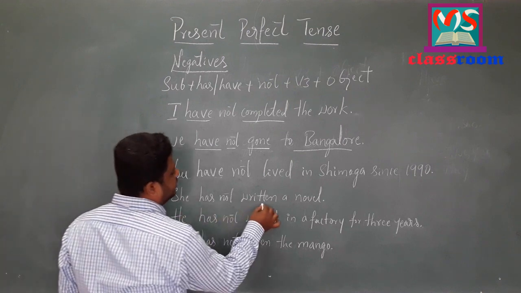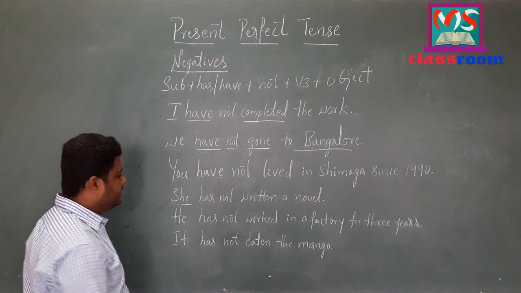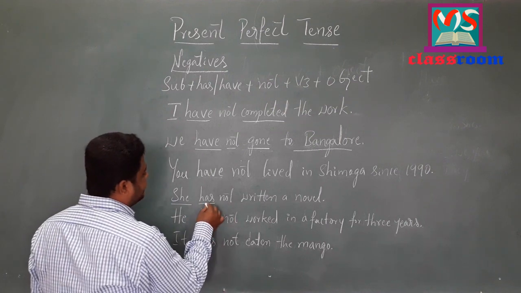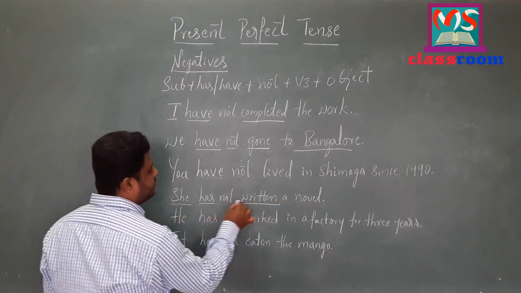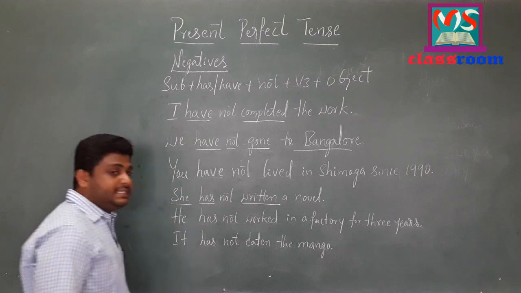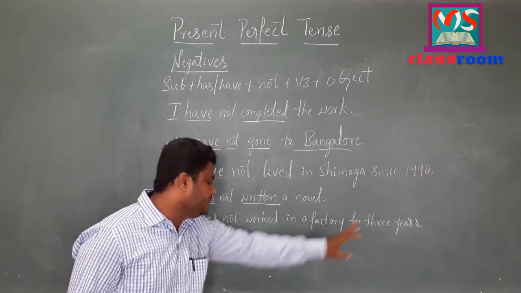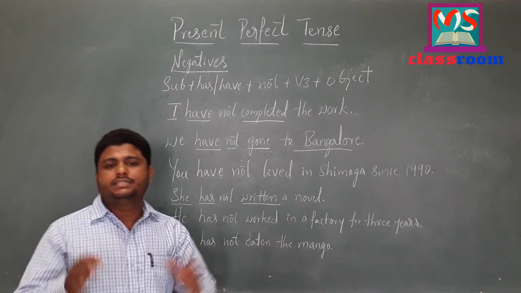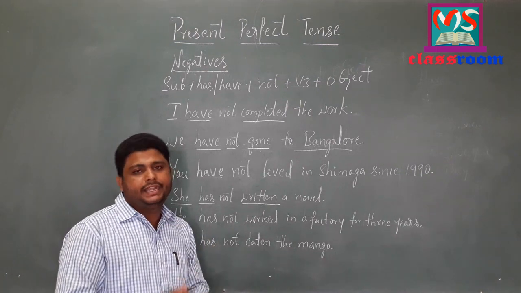She has not written a novel. So for third person singular she, I have used, accordingly, helping verb has, and in between the helping verb and the main verb I have used not. She has not written a novel. Similarly, he has not worked in a factory for 3 years. It has not eaten the mango. So all these things make the sentences from affirmative to negative.